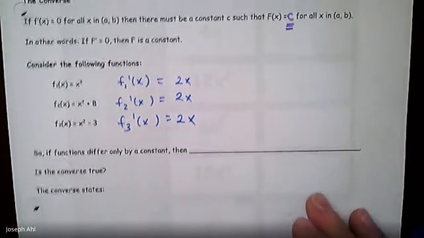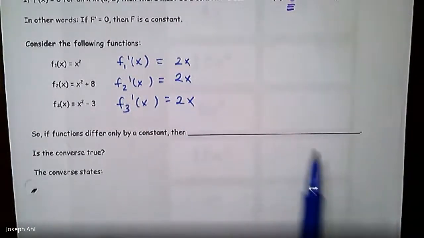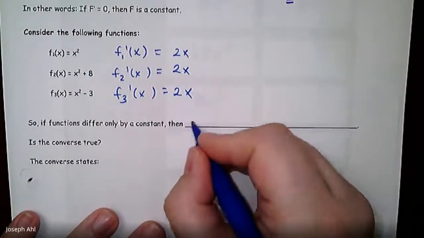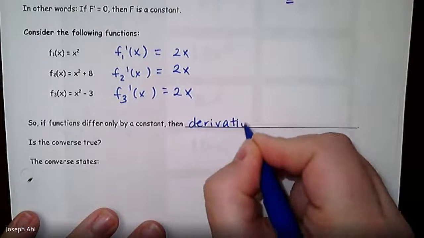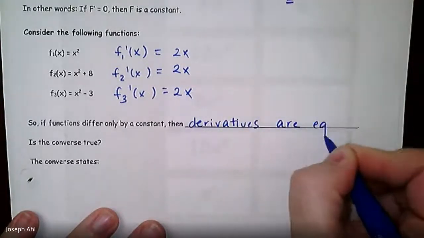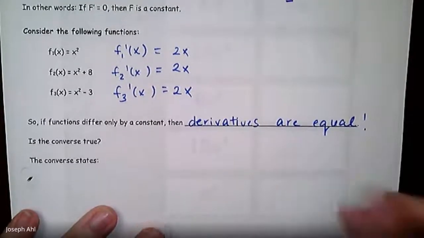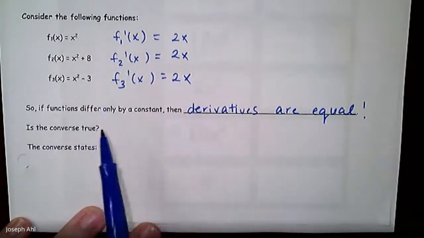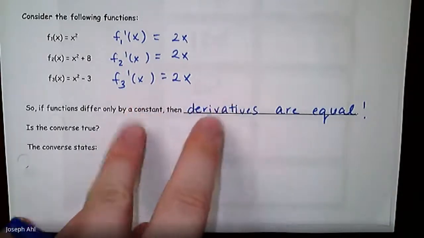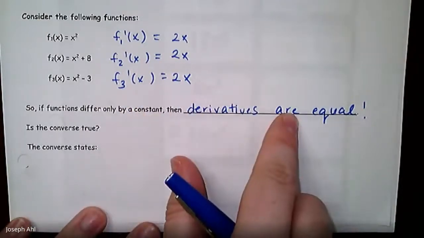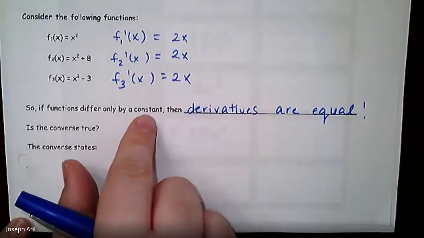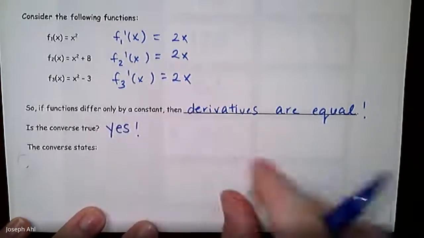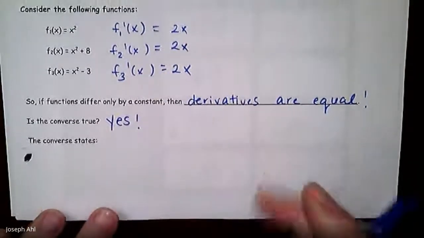So if functions differ only by a constant, what's the conclusion? Even though these functions differ by just a constant, the derivatives are equal. Is the converse of this true? The converse we just talked about was switching the order of the if-then. If the derivatives are equal, will the functions only differ by a constant? And the answer is absolutely and unequivocally yes, that's definitely true. So the converse states exactly what I just said.